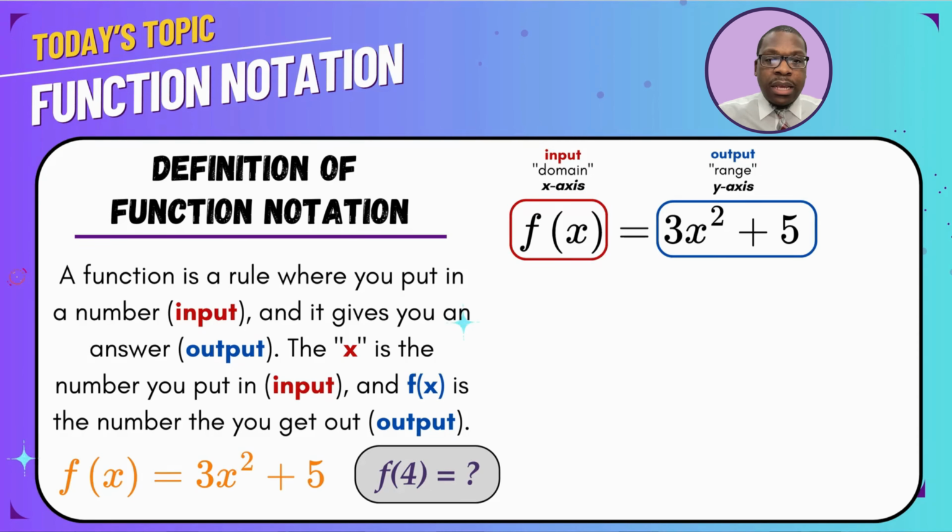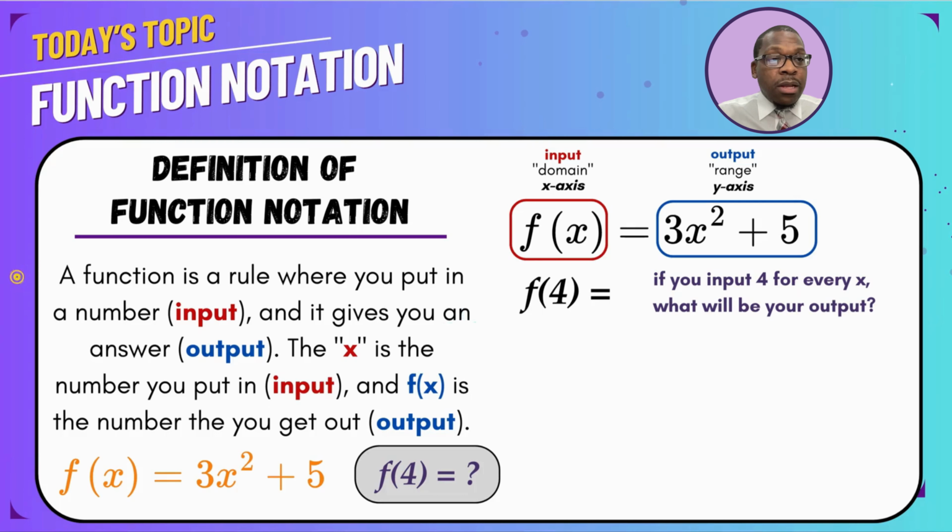It's essentially saying whatever you put in for x, what do you get out as an answer, which is your y. So today's example is going to use f of 4, which means if you input 4 for every x, what will be your output? Or in another way to say it is, if you replace every x with the number 4, what will your answer be? What would your output be?